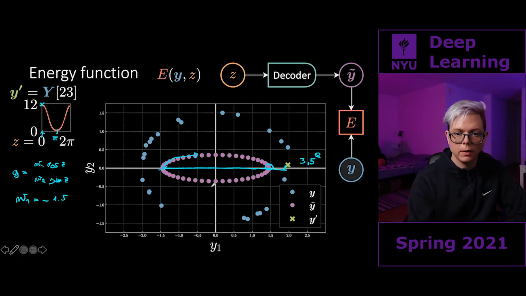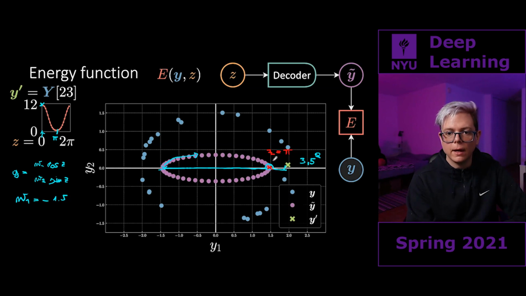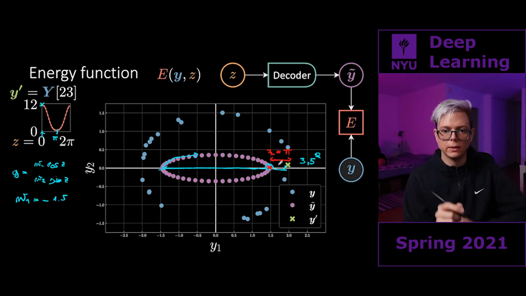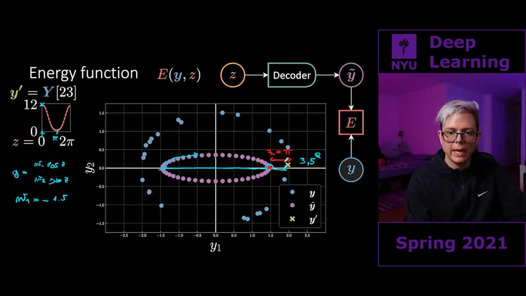Red, maybe. So when we are here, this is corresponding to when z equals pi, right? So we have z equal pi. How much is this distance here? Anyone is following? Can you type how much is that distance in the chat? 0.5. Okay. So what is the energy associated to this value over here for this decoded value? 0.025. Yeah, that's correct, right?